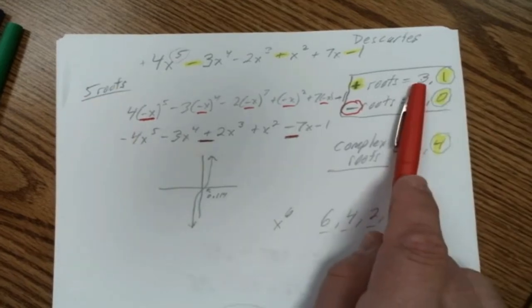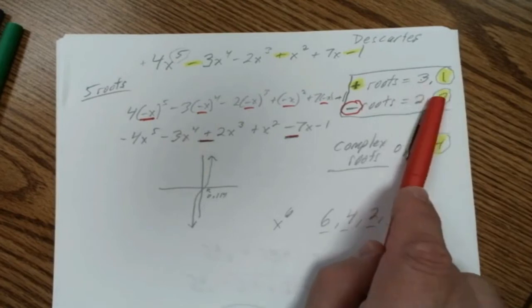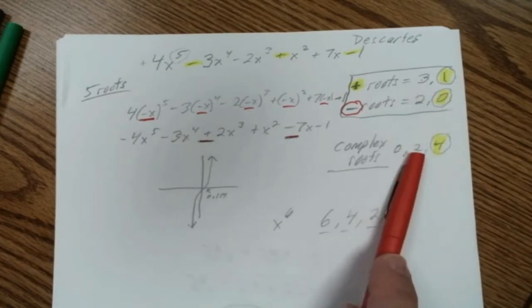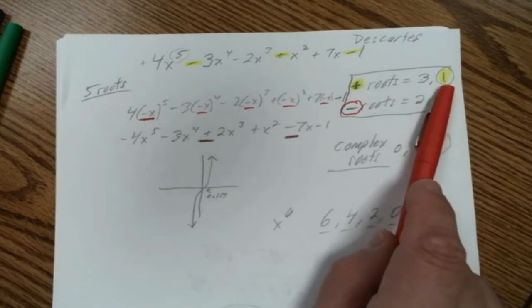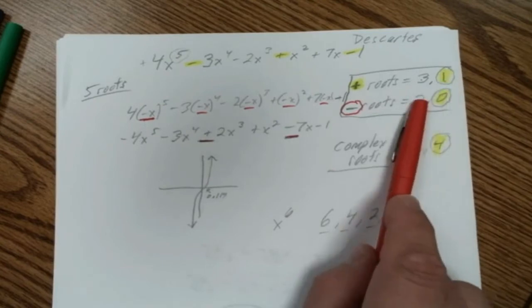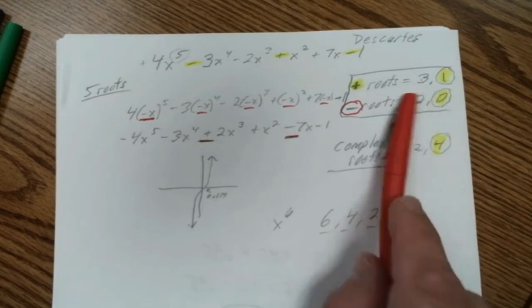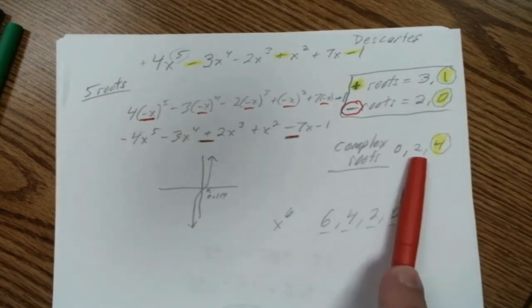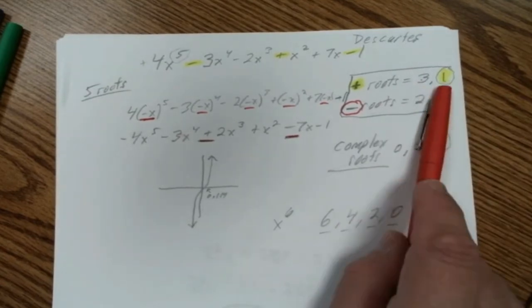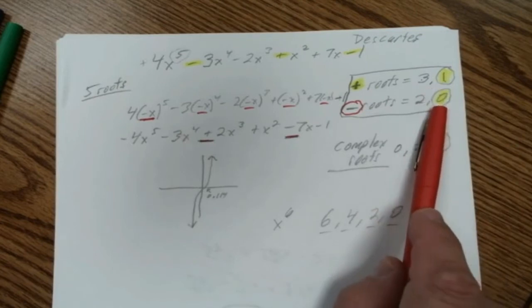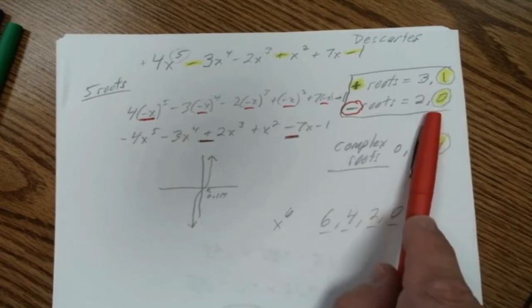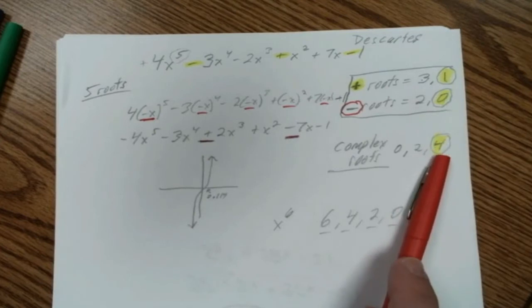If it's 3 positive and 0 negative, that leaves room for 2 imaginary roots. Or if there's 1 positive root and 2 negative, again, that's 3 real roots and leaves room for 2 complex roots. And then in this scenario, if there's only 1 positive root and 0 negative roots, there's only 1 real root. That's going to mean there's 4 complex roots.